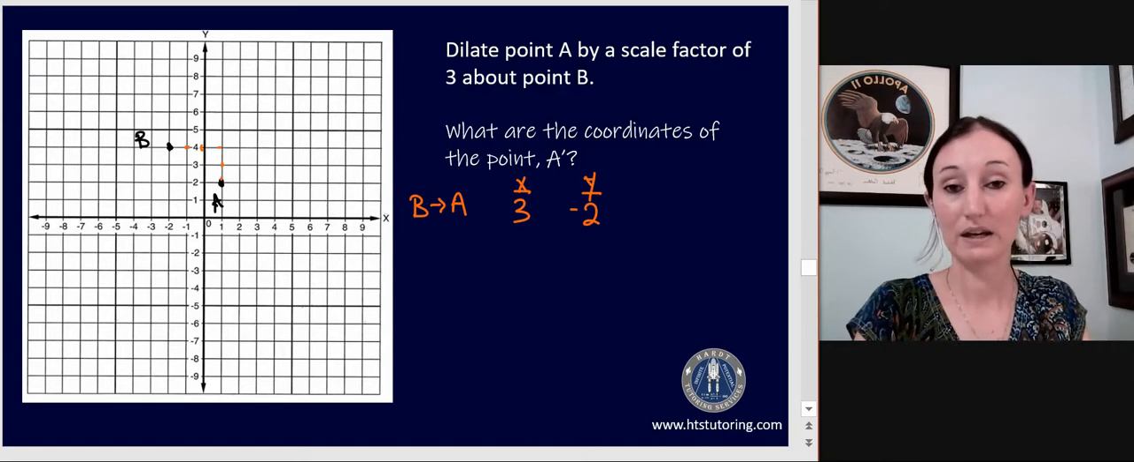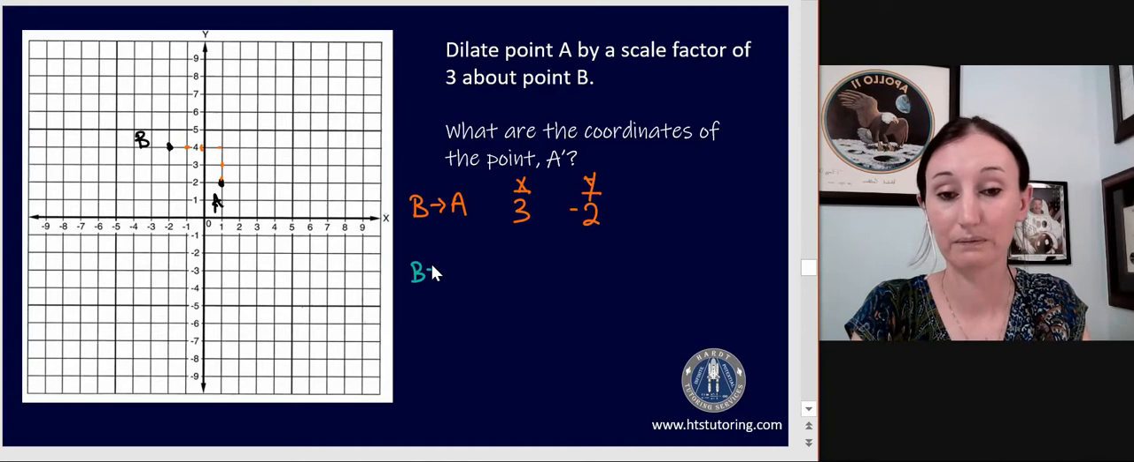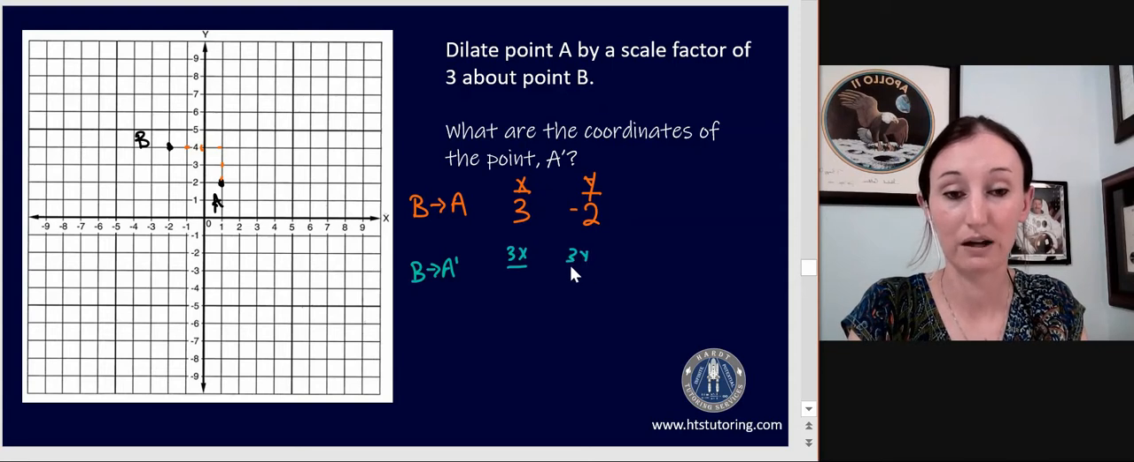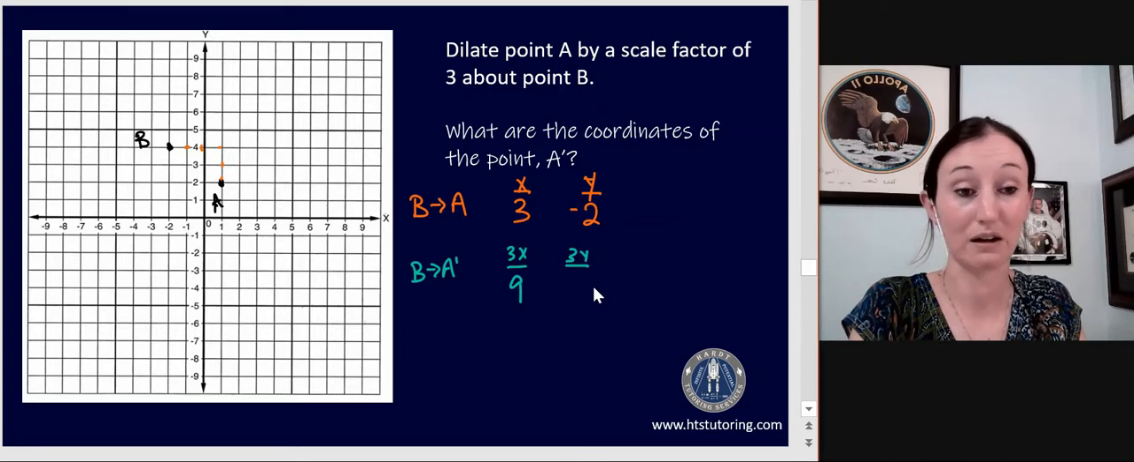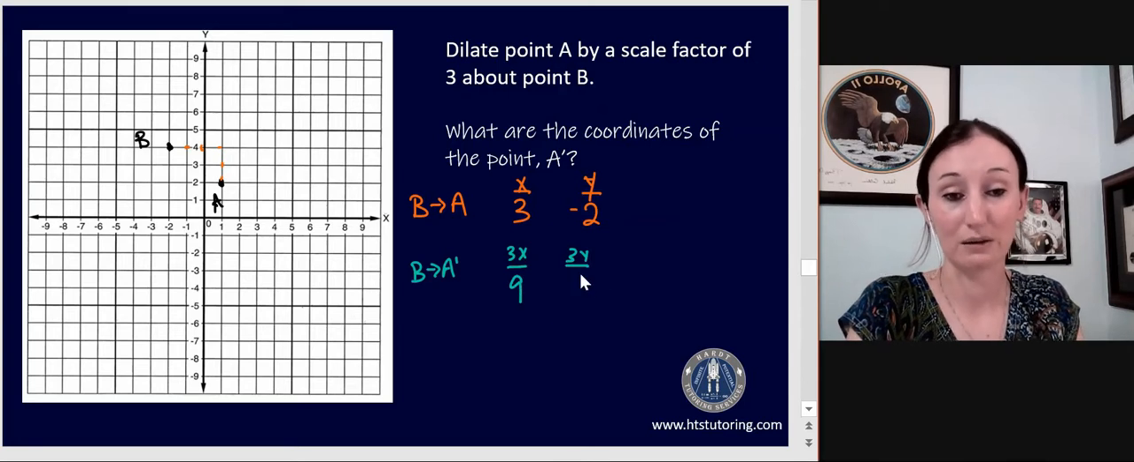So to get from B to A prime, our scale factor, we're going to multiply both of these distances by 3. So we're going to have 3x and 3y. So in our x direction, 3 times 3, we're going to be going positive 9. In our y direction, 3 times negative 2, we're going to be going negative 6.